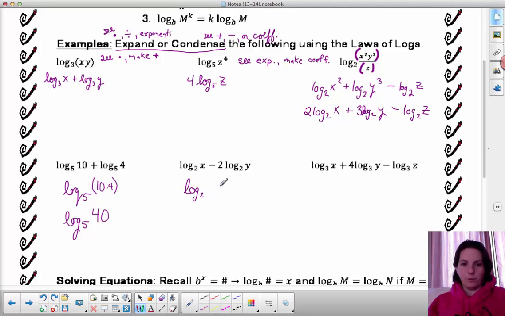Log base 2. I'm going to draw my fraction bar. In the numerator, I have an x because it's positive. Anything that would be positive or a sum would be in the numerator. Anything that's subtraction or negative would be in the denominator. So we have log base 2 of y in the denominator. And since this 2 is a coefficient, it's going to become an exponent. Squared.